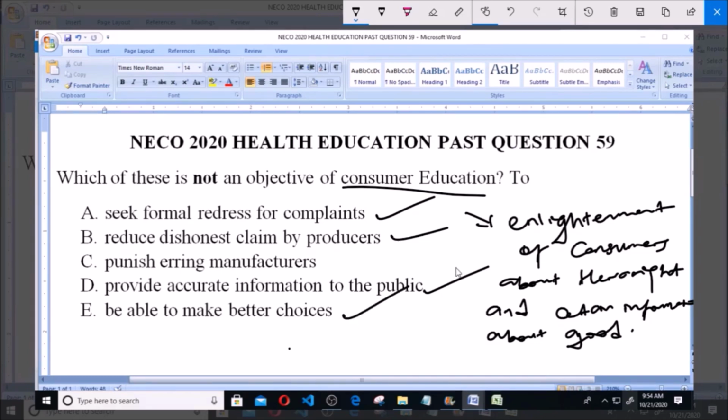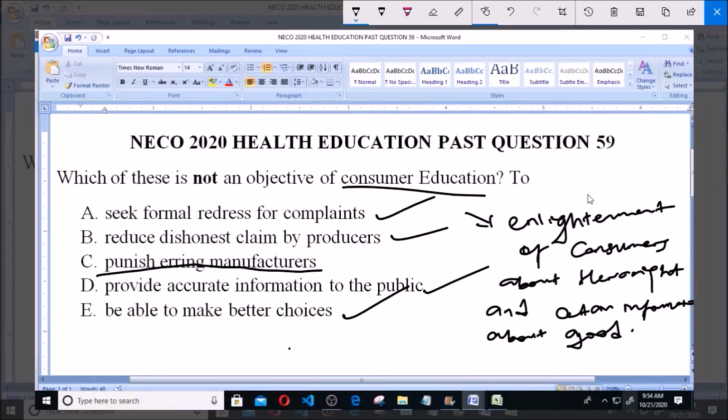But it is not the objective of consumer education to punish erring manufacturers. Punishment of erring manufacturers is not part of the objective of consumer education, because consumer education deals totally with the consumers. It has nothing to do with the manufacturers, because when the consumers are enlightened, or when the ignorance is being lifted away, it is possible for these consumers to make better choices.